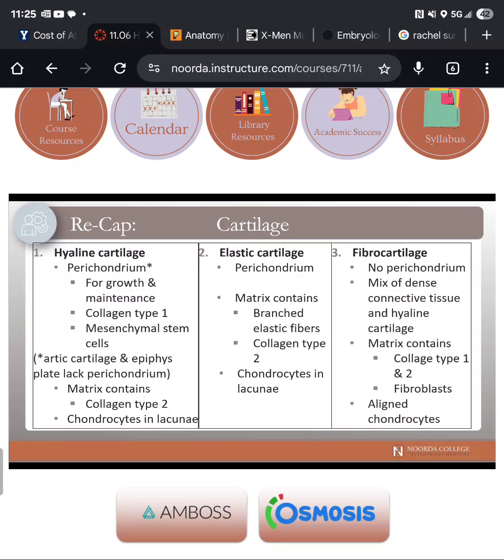That's the recap, I will leave you with this information. Now notice that Osmosis had mentioned that hyaline cartilage lacks a perichondrium. There are some types of hyaline cartilage that have perichondrium, but particularly the articular cartilage lacks a perichondrium.